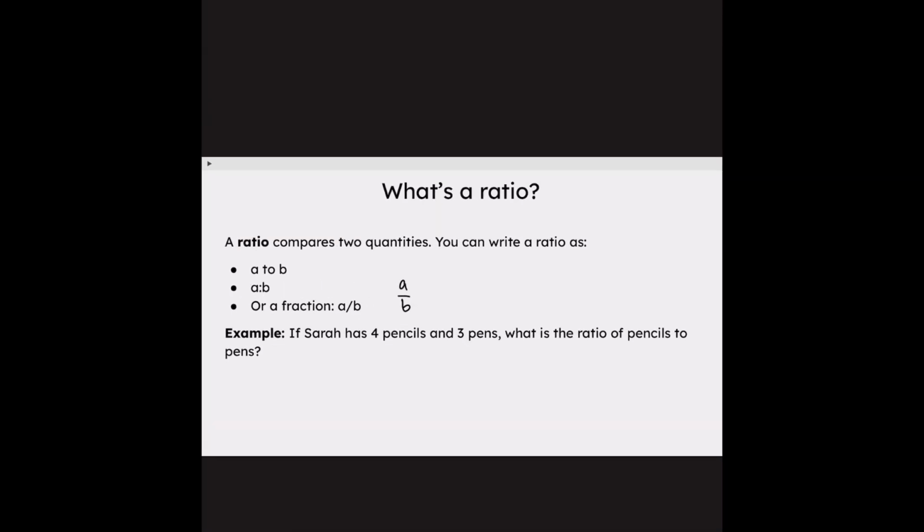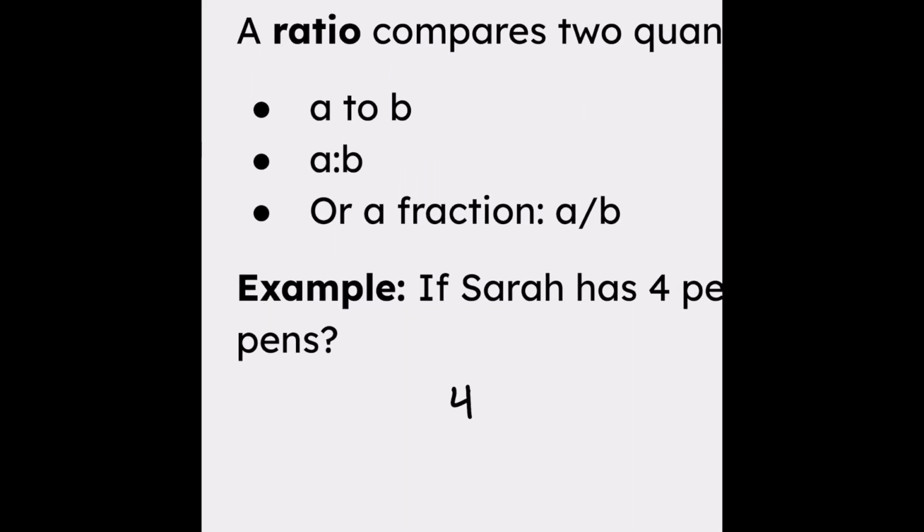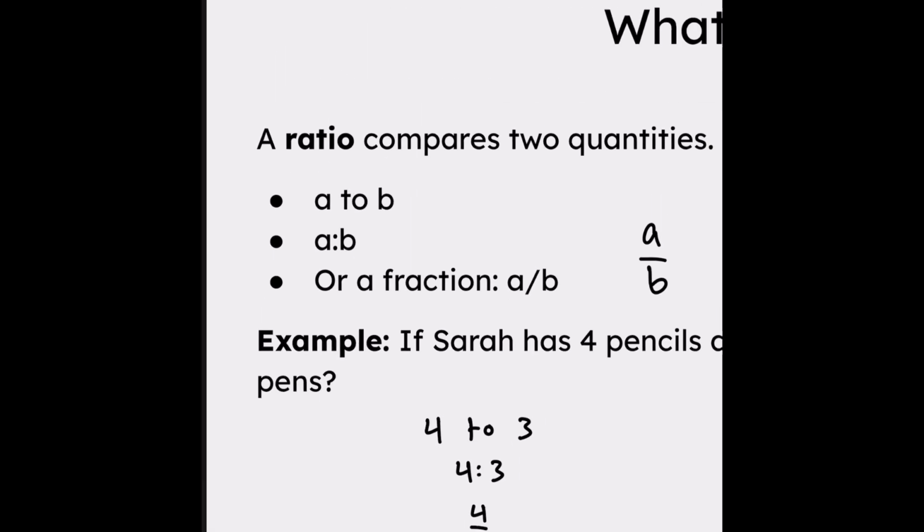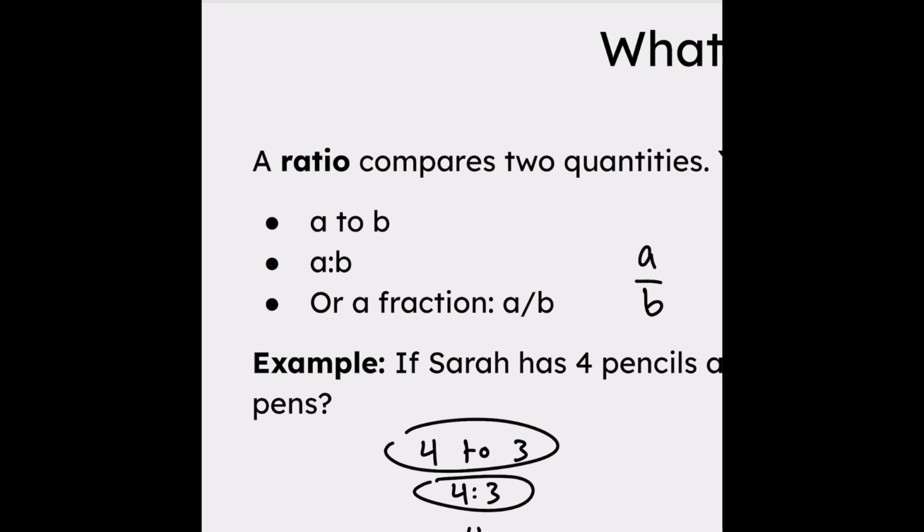For example, if Sarah has 4 pencils and 3 pens, what is the ratio of pencils to pens? So we're asked to compare the number of pencils to the number of pens she has. So that's going to be 4 to 3. Or we could write it as 4:3 or 4/3. It's the same thing. These three all mean the same thing, and that is that she has 4 pencils compared to 3 pens.